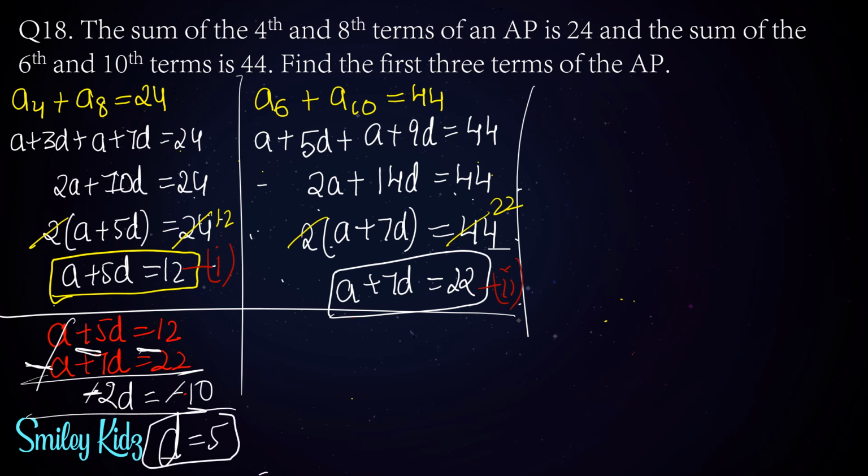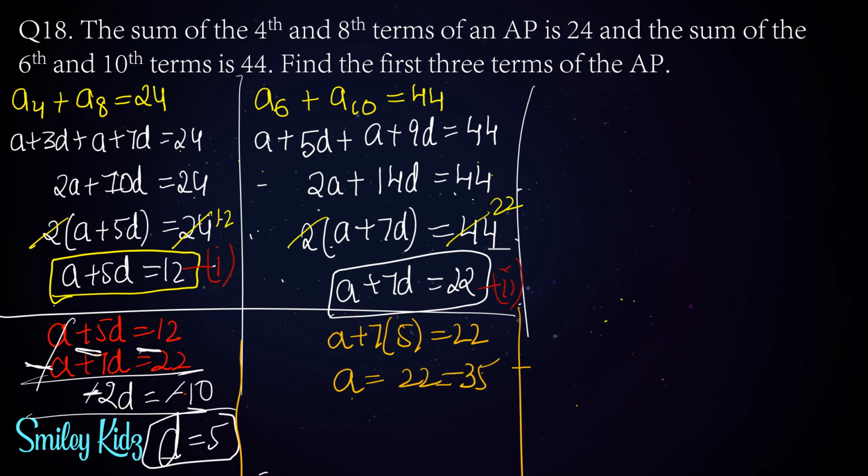And when you know the value of D, it's simpler to find the value of A. Just substitute it in any of the equations. Substituting in the second equation, I get A plus 7 into 5 is equal to 22. A is equal to 22 minus 35. And what is 22 minus 35? It is 13, right? So it's going to be minus 13. So A is equal to minus 13.